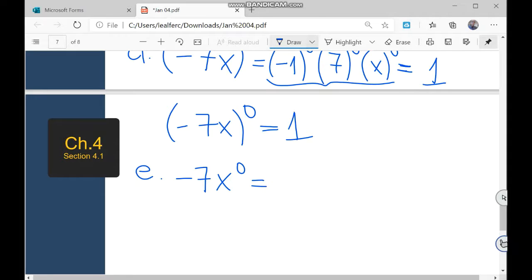If we don't have the parentheses, that means only the last factor, only the variable x, is submitted to exponent 0. So you keep the sign, negative. You keep the number 7, it's not submitted to 0. But x is the only thing that's submitted to 0. The x exponent 0 equals 1. This equals negative 7.